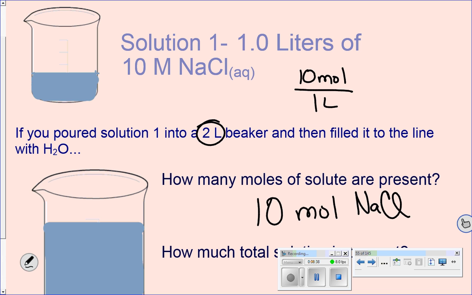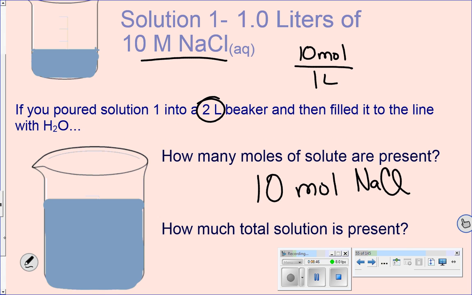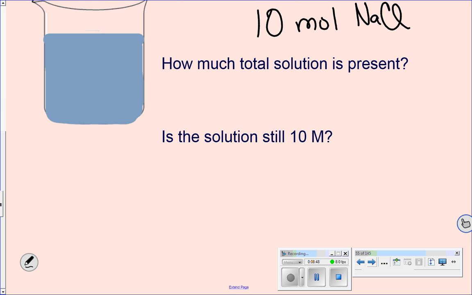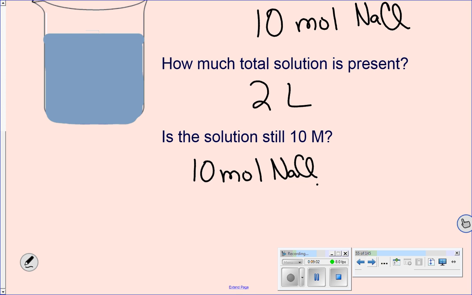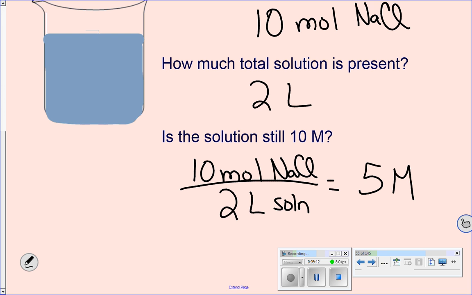So this solution up here is 10 moles per liter, we have 1 liter of it, telling us we have 10 moles of NaCl. Now, what we actually did here was we added water to this. So now I have 2 liters of solution present. So this is going to change the number of moles per liter I have. I don't still have a 10 molar solution because I now have 10 moles of NaCl, but they're not dissolved in 1 liter of solution anymore. They're dissolved in 2 liters of solution, which is actually going to cut my molarity to 5 molar.